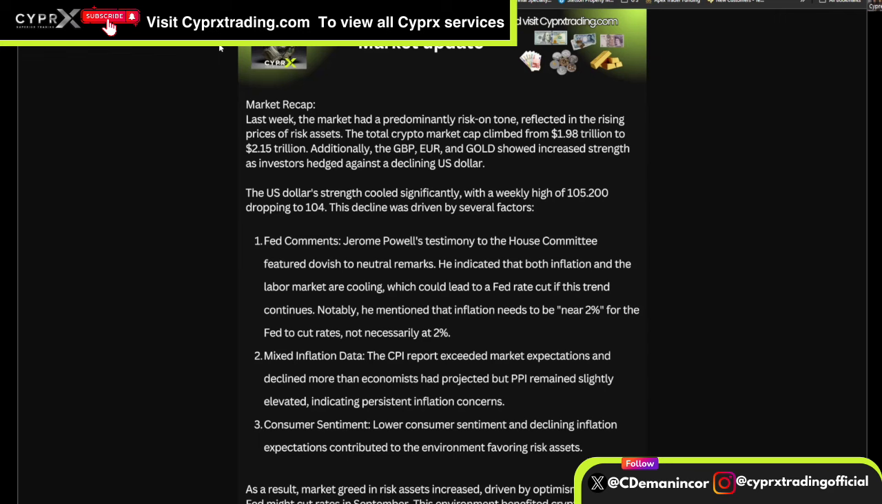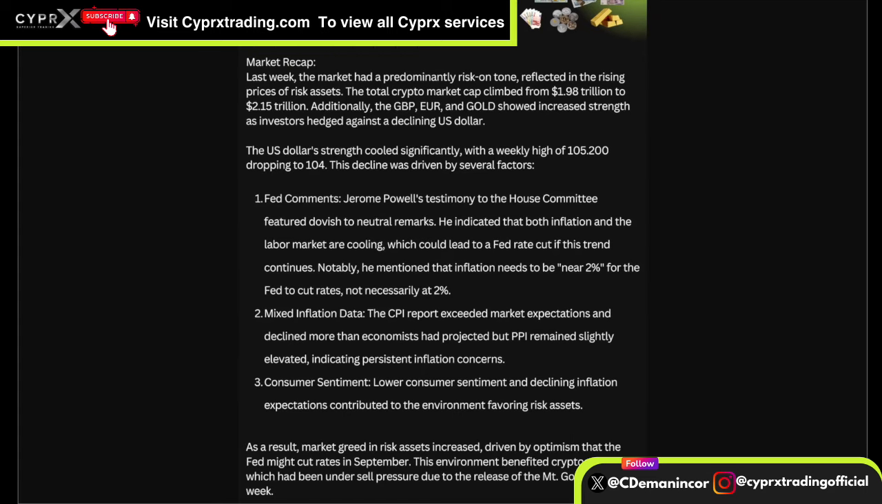Then also last week, we had mixed inflation data, where the CPI report exceeded market expectations and declined more than economists had projected. But on the opposite side of the spectrum, the PPI remains slightly elevated, indicating persistent inflationary concerns. Now, on Friday to close off the week, we saw lower consumer sentiment and declining inflation expectations, contributing to the environment favoring risk assets.